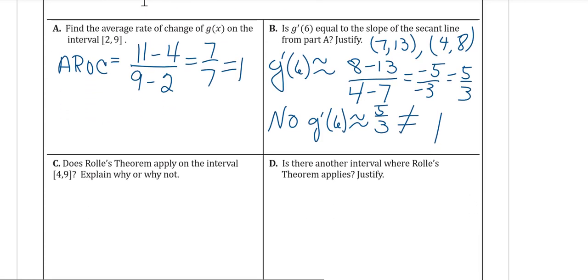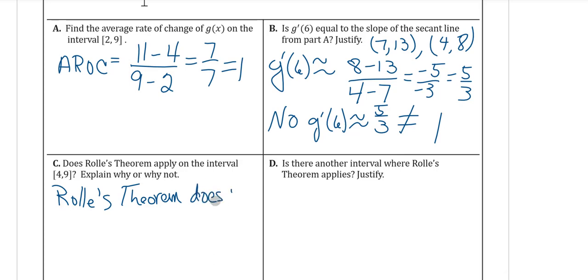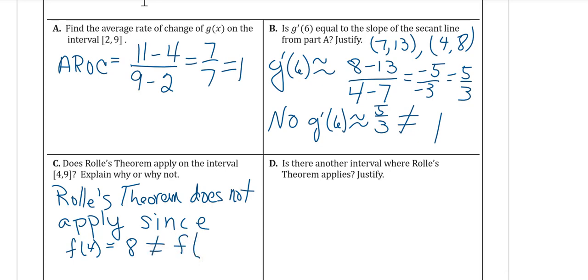Okay, next question. Does Rolle's theorem apply on the interval 4, 9? Explain why or why not. So you would say that Rolle's theorem does not apply since f of 4 is equal to 8, which is not equal to f of 9, which is equal to 11. Okay? They don't have the same endpoint y values.